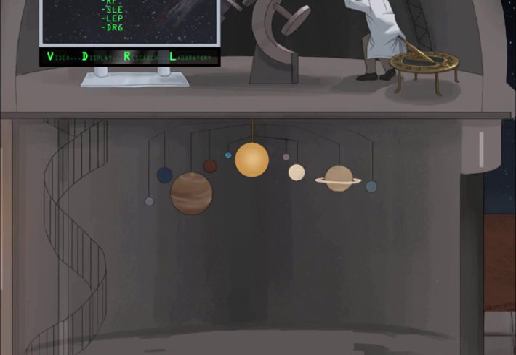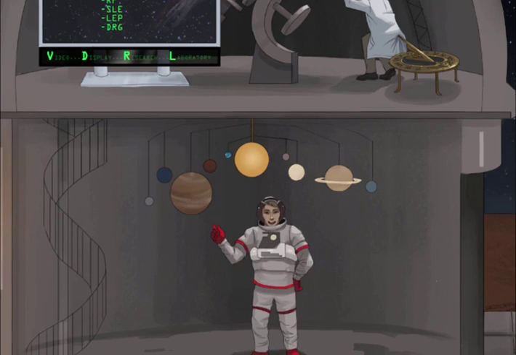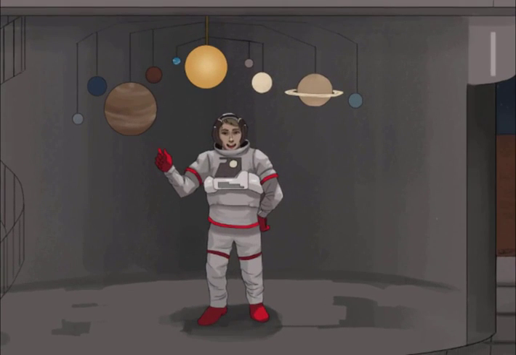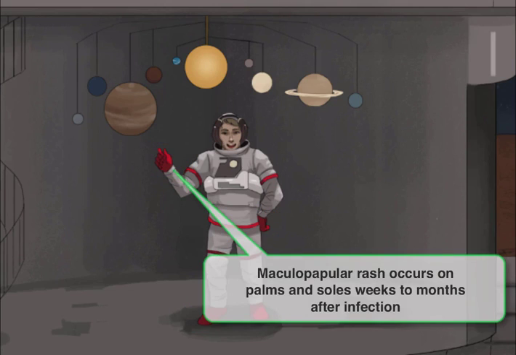Here we have a solar system hanging. System being the operative word for the secondary stage of syphilis. It's a systemic disease, which is no longer localized to the genital region. Now I'll have this astronaut be leading a demonstration on the solar system. The astronaut's suit is white, except for his hands and soles of his feet. This is to demonstrate the characteristic maculopapular rash that occurs weeks to months after infection.